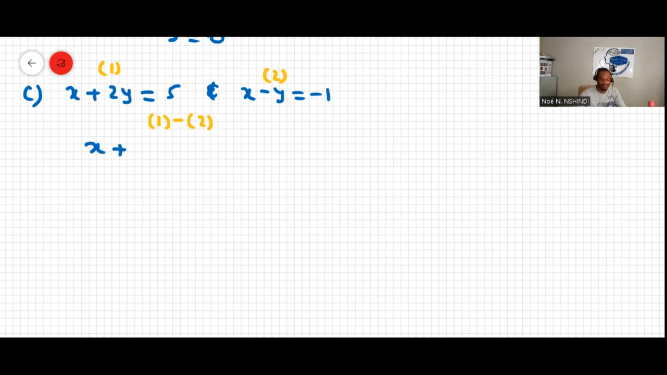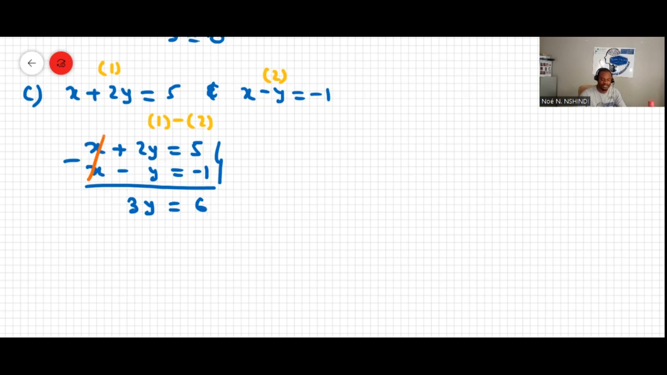So I'll do x plus 2y equal to 5, and then x minus y equal to -1. So I'll minus the two. X minus x will be 0, so this cancels out. Now 2y minus y, we need to be careful here. That makes 3y. And then 5 minus negative 1 makes 5 plus 1, which is 6. Then to find the value of y, we divide by 3, and y will be equal to 2.